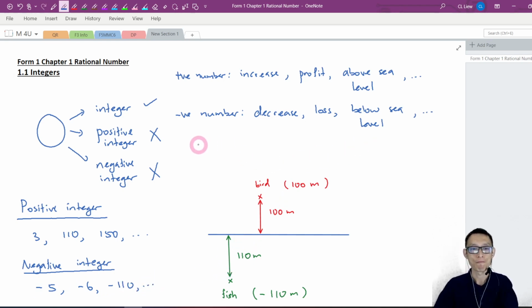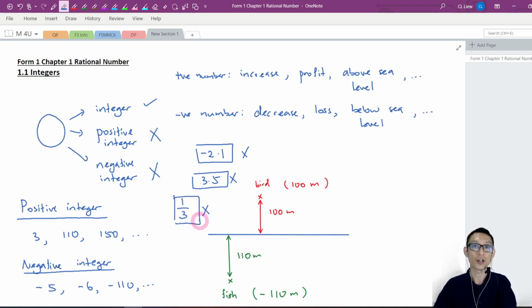How about this one, negative 2.1? Is this an integer? No, this is a decimal. How about 3.5? No, this is a decimal. How about 1 over 3? No, this is a fraction. Let me give you one more example. How about negative 2 over 5? No, this is a fraction. Now, hopefully you understand what is an integer and what is not an integer.